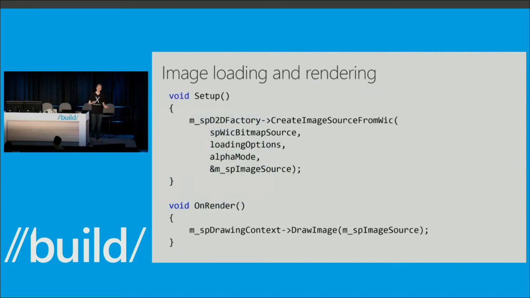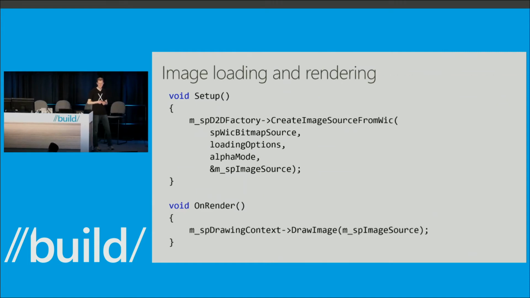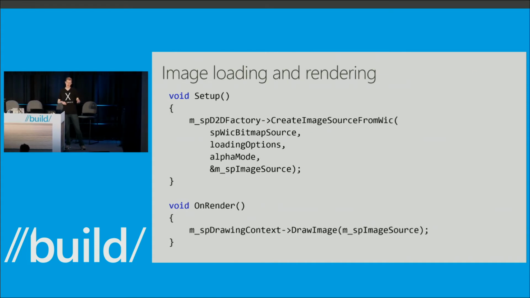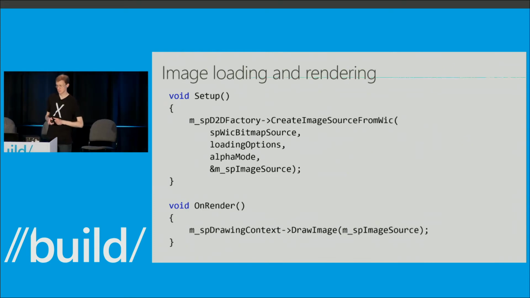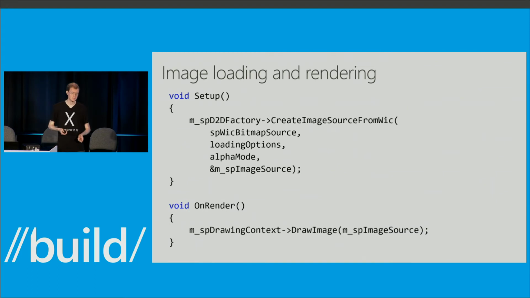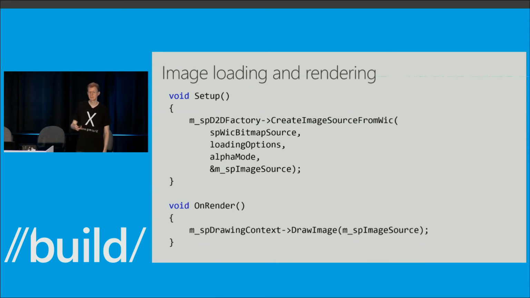How do you use an image source? Well, you call create image source from WIC, so you hand it your WIC bitmap source, and you can specify a few different parameters, things like loading options, specify whether or not you want the content immediately loaded into hardware or whether you want to dynamically pull it as your user views different parts of the image, for instance. Then when you want to render it, well, it's just an image, so you can use any of the existing image-based APIs. For instance, draw image or, say, image brush.